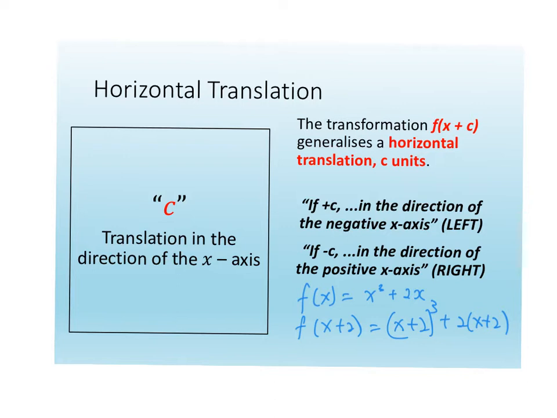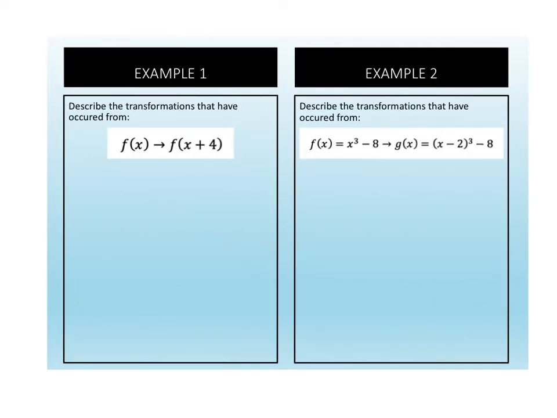Horizontal translation. Here are two examples. If you're asked to describe the transformation that occurs here, from f(x) to f(x + 4), how would you describe it? What do you think you should do?